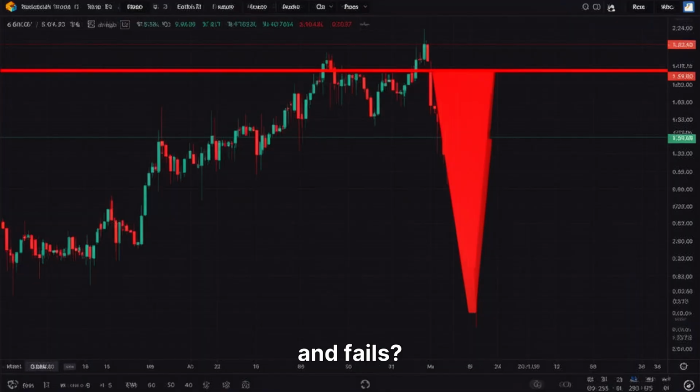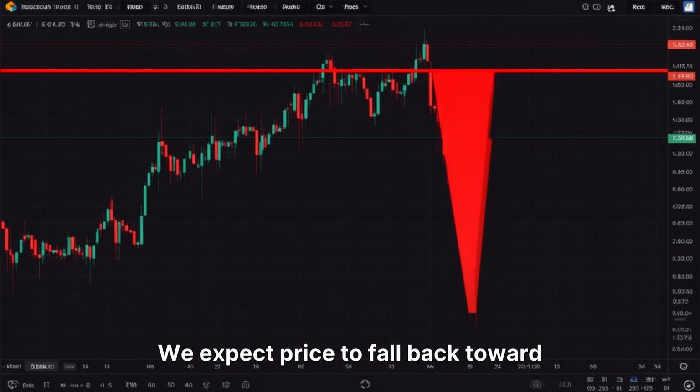See how it hits that red line and fails? That rejection is your cue to buy a put option. We expect price to fall back toward the floor.